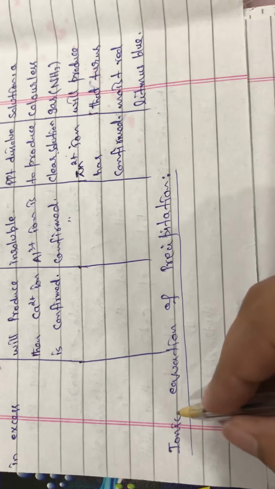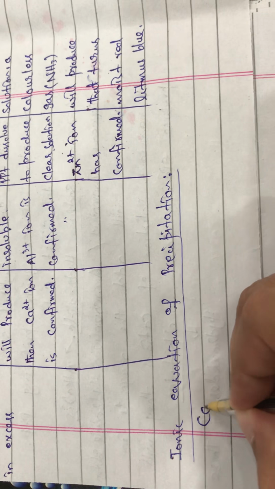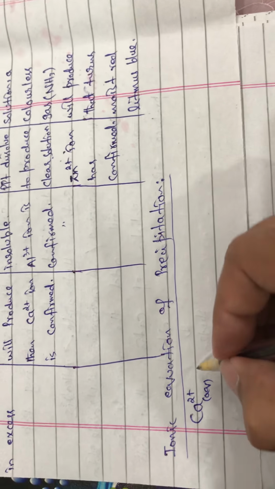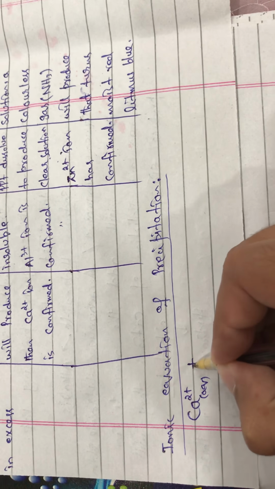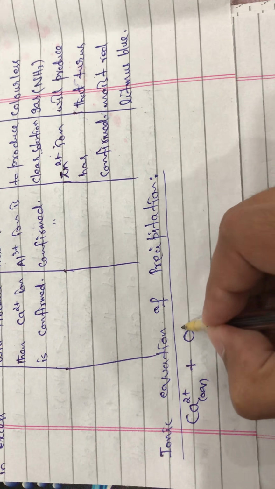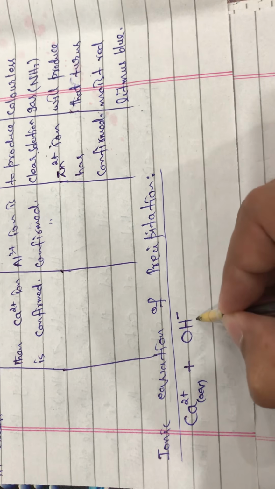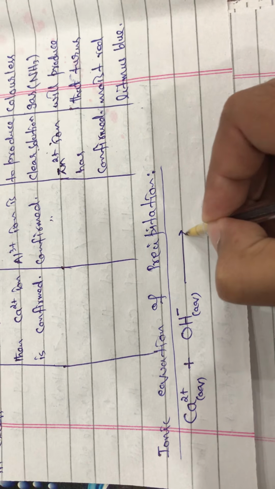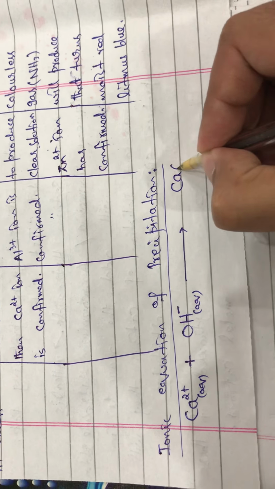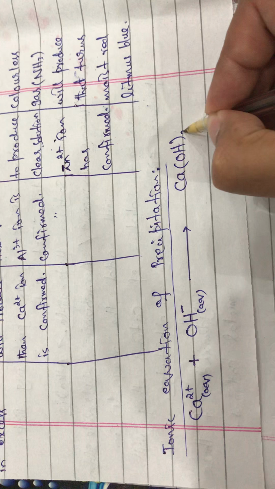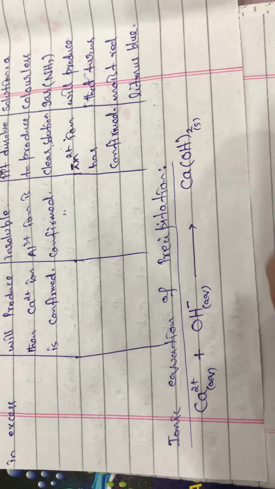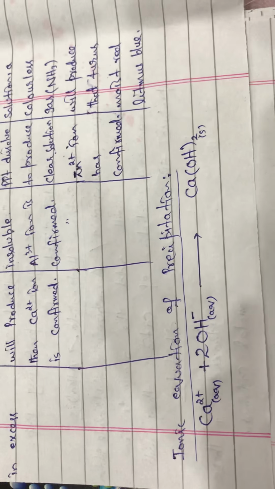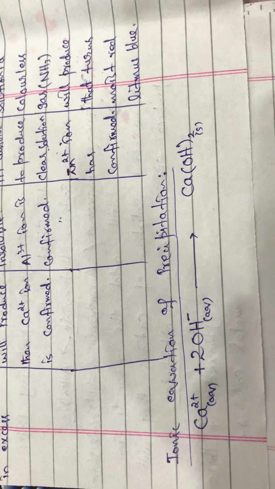Suppose the calcium ion is in aqueous form and you are adding sodium hydroxide to it, and from sodium hydroxide only the hydroxide ion is reacting with calcium ion to produce the precipitate, and the precipitate will be its hydroxide, calcium hydroxide solid. Over here the two hydroxide ions, here you will write the two in order to balance it.